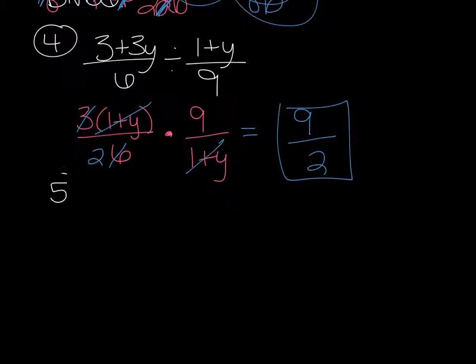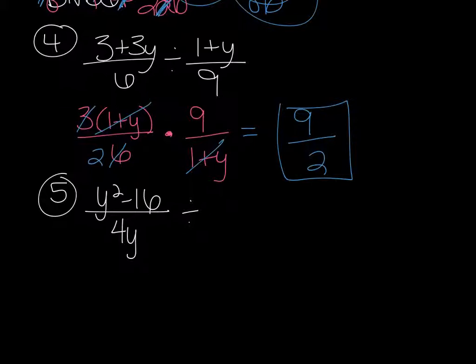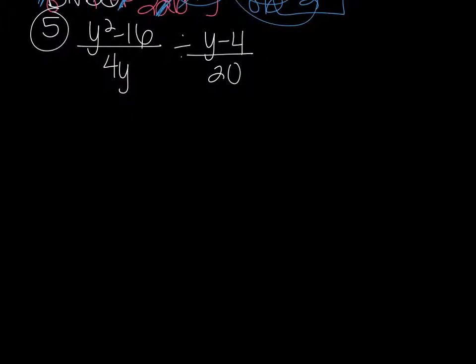Okay, number 5 just gets better. Y squared minus 16 over 4y divided by y minus 4 over 20. Okay. Greatest thing, right? This is so fun, guys. Okay, I need to factor that numerator. How would you factor y squared minus 16? Tara? Y plus 4, y minus 4. Very good. It's a difference of squares. I have y plus 4, y minus 4.